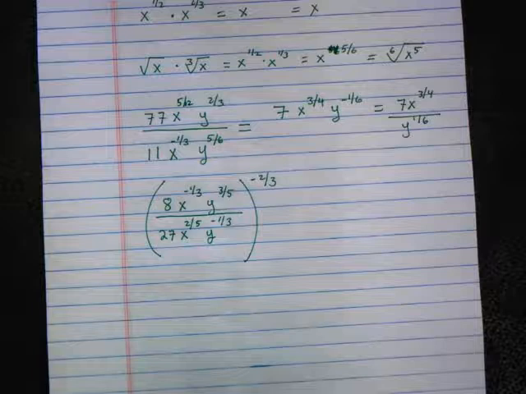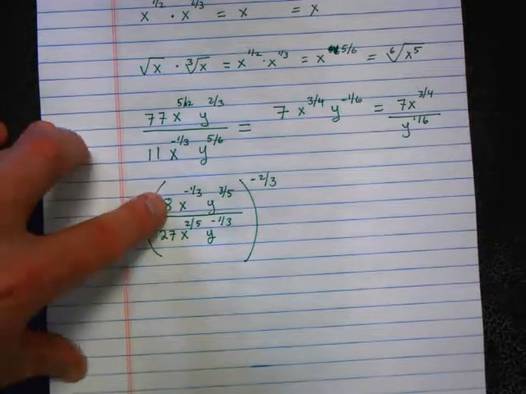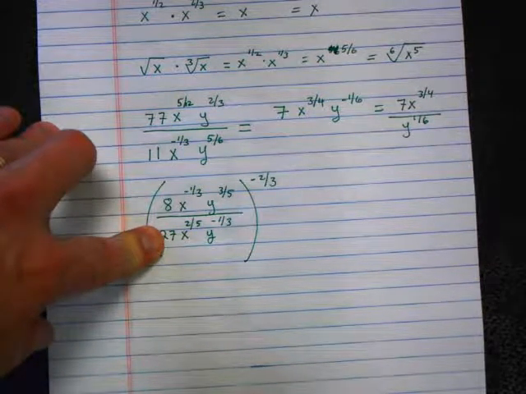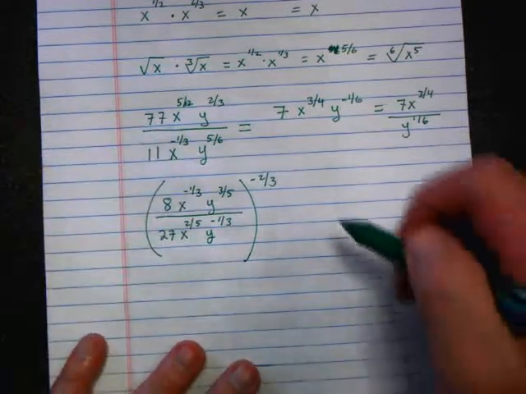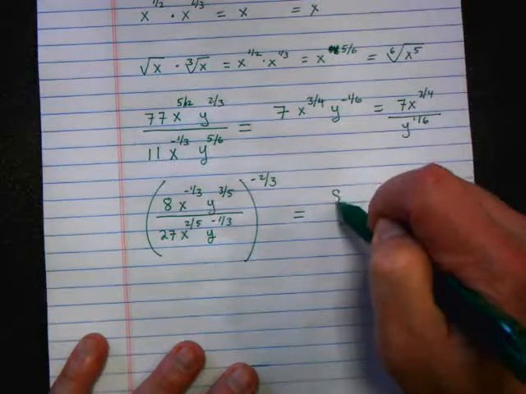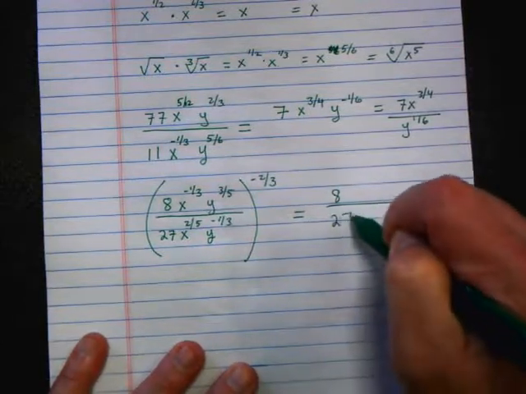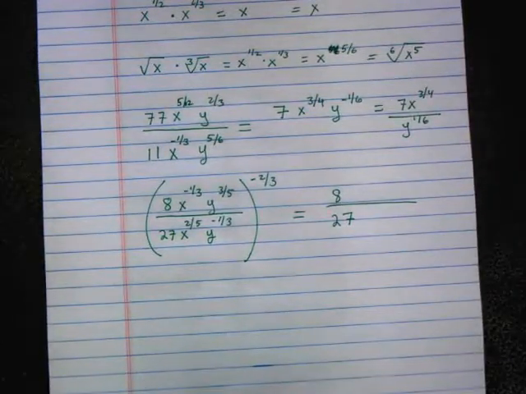I would start inside the parentheses first. I agree with you completely. So first I look at the numbers, 8/27. Can I do anything with 8/27? No, they don't have anything in common. All right, so 8/27, nothing there.